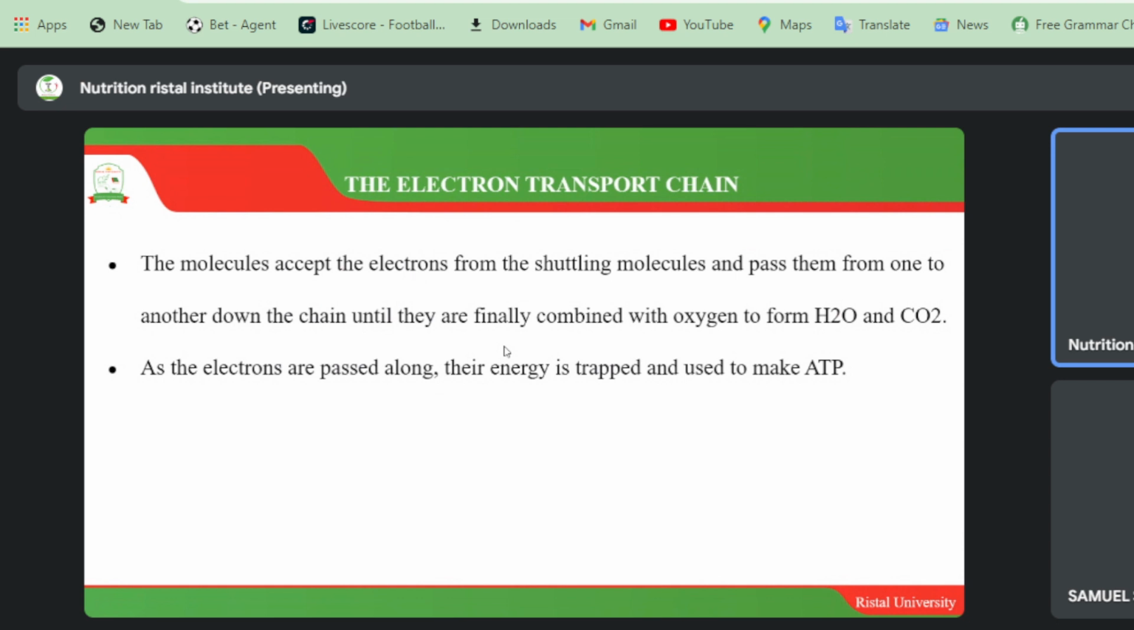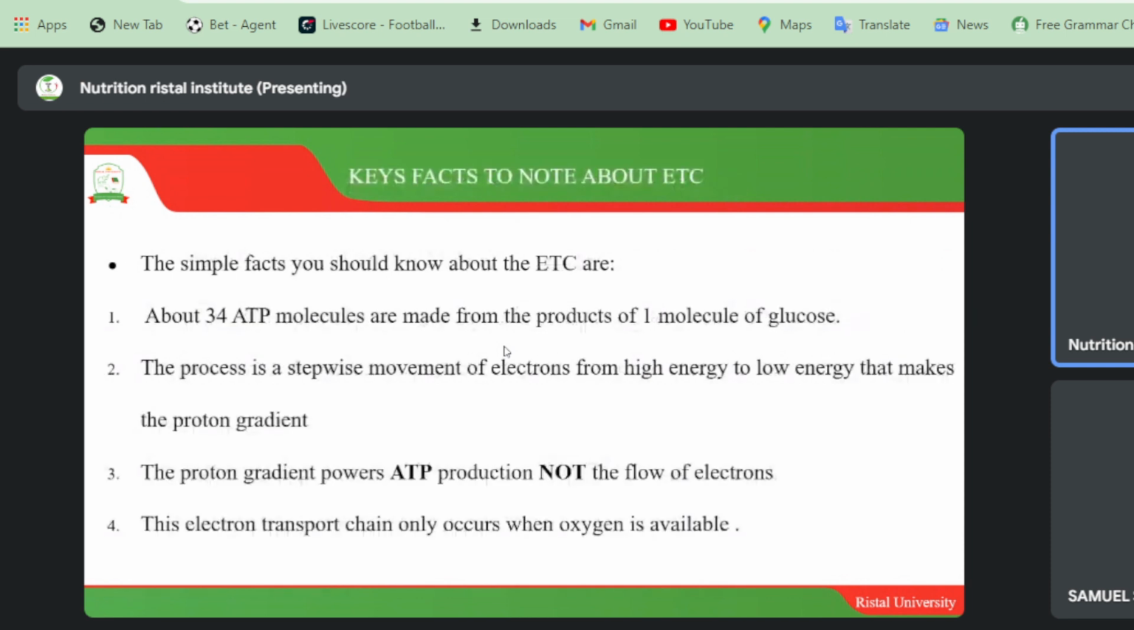So I guess we understand here that as this energy passes along this series of molecules, the energy is trapped and then used for the synthesis of ATP in the body, which the body can now utilize. Now, key facts to note about the electron transport chain is that about 34 ATP molecules are made from the product of one molecule of glucose, meaning one glucose molecule makes up to around 34 ATP molecules.